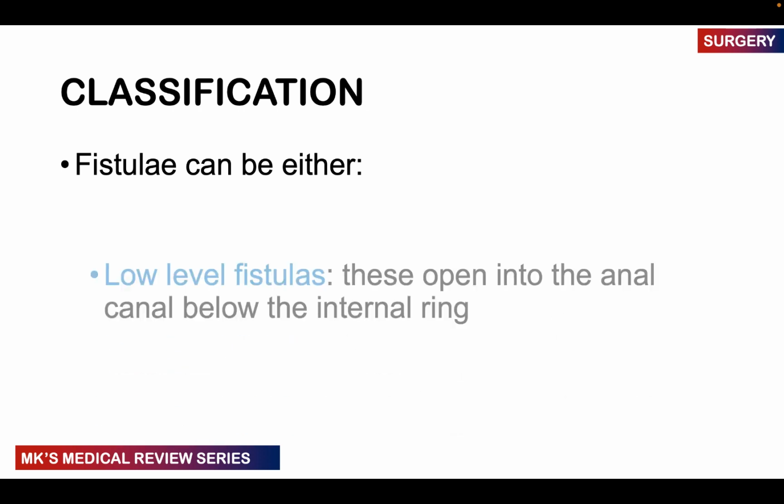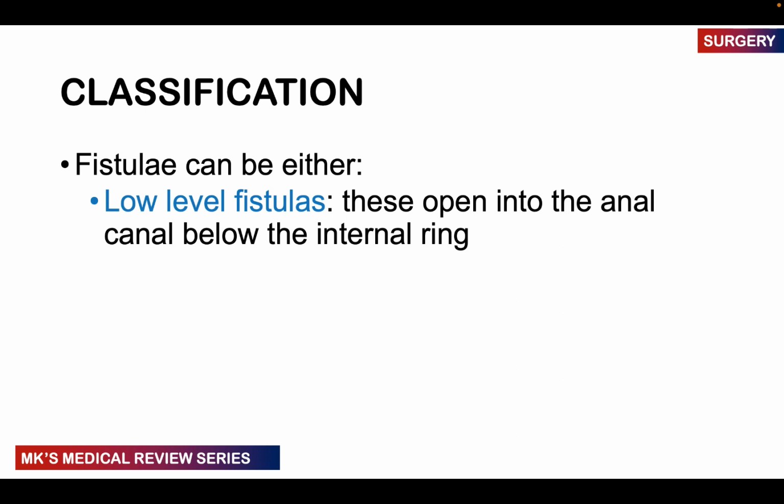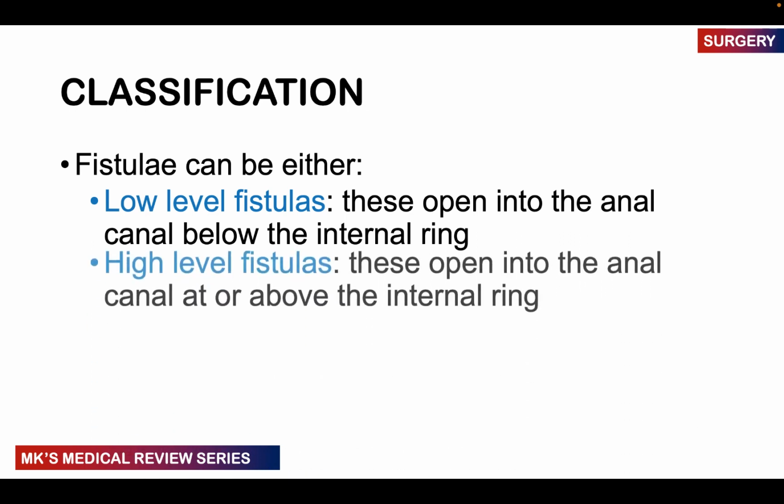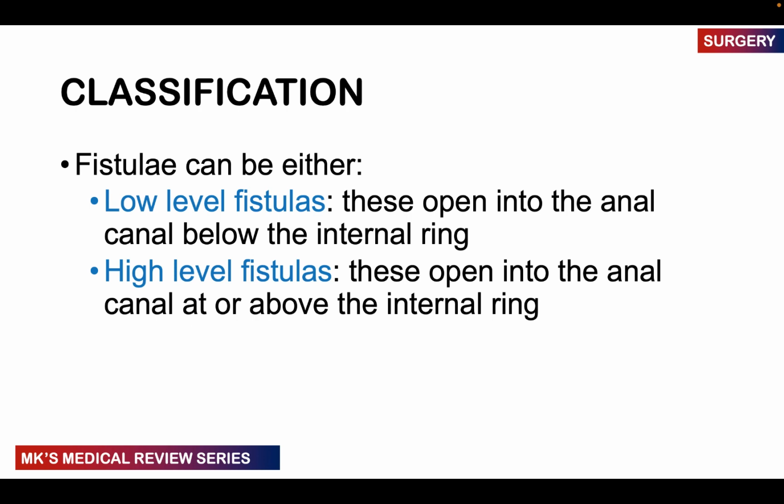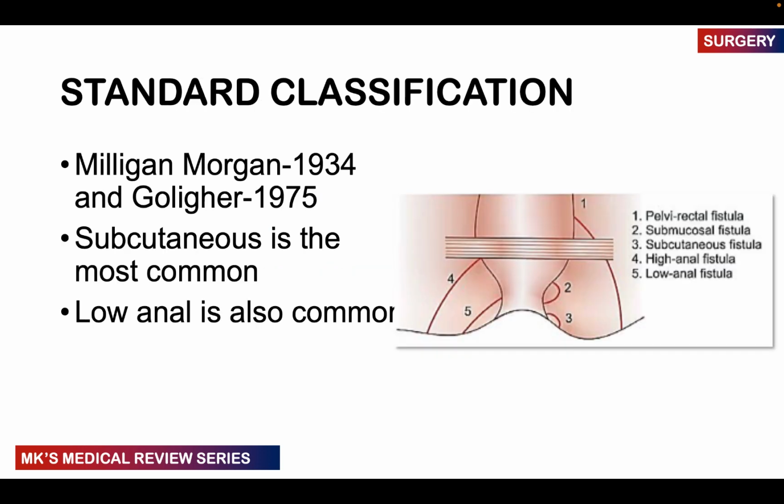Now, how do we classify these types of fistulas? I want us to remember one important classification in terms of management. So you can divide them into low-level fistulas, which are those that are opening into the anal canal below the internal ring. Then you have the high-level fistulas, which are the ones that are opening at or above the internal ring.